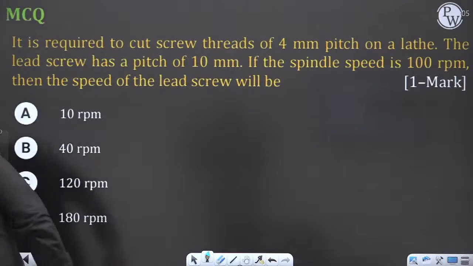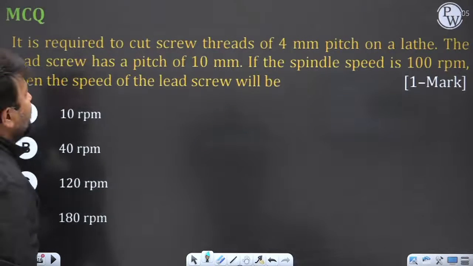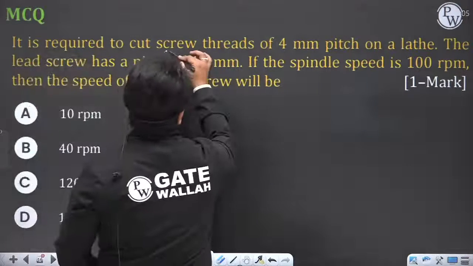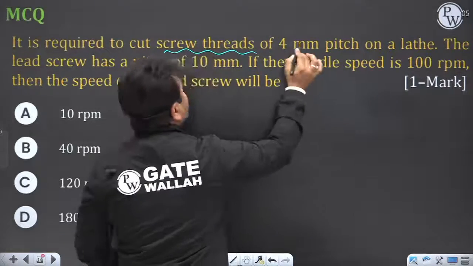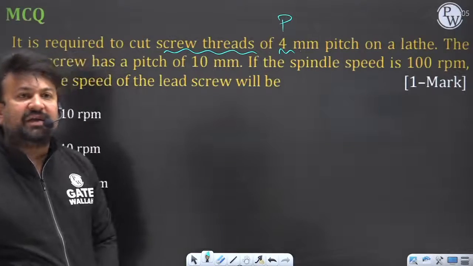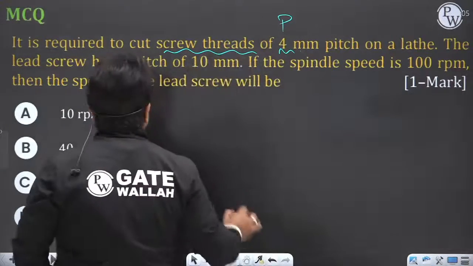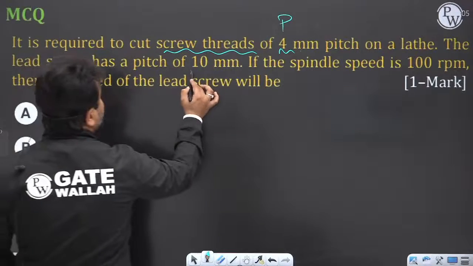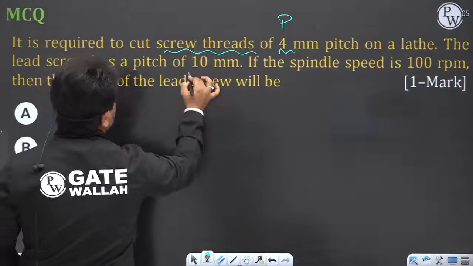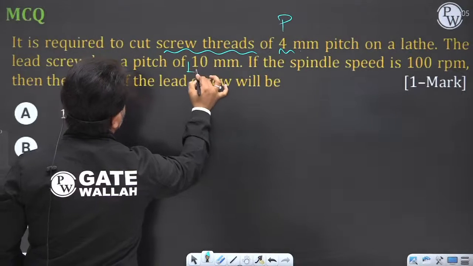Next question. It is required to cut a screw thread of 4 pitch. This is the pitch which you want to produce on the given workpiece, right? On a lathe, the lead screw has a pitch.